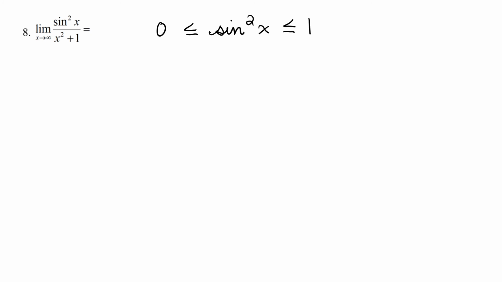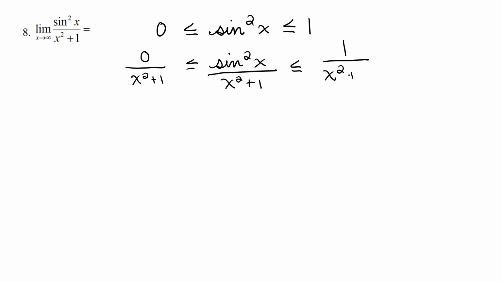And now we can take this sine squared x and try to make it look like this function here. In order to do that, we'd have to divide all the pieces of this compound inequality by x squared plus 1. And x squared plus 1 is positive, so we can do that without worrying about our inequality symbols. So we have 0 over x squared plus 1 is less than or equal to sine squared x over x squared plus 1, which is less than or equal to 1 over x squared plus 1.